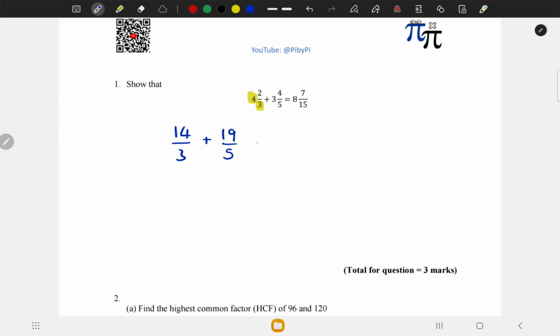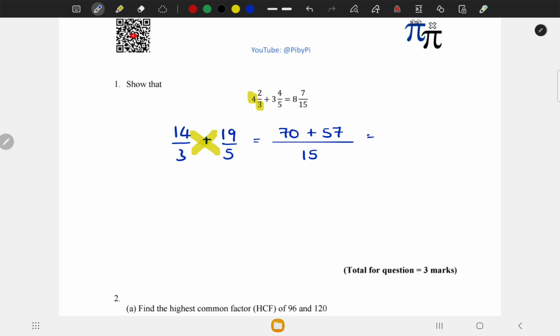In order for us to be able to add fractions, we must ensure that the denominator is the same. Now, one of the easiest ways of finding the common denominator, if you're not comfortable with looking for the LCM, is by simply using the butterfly method, which means I'm going to multiply 14 by 5, which is going to give me 70. And I also multiply the 19 by 3, which is going to give me 57. I've also multiplied my denominators to get 15, and that's how I went about it.